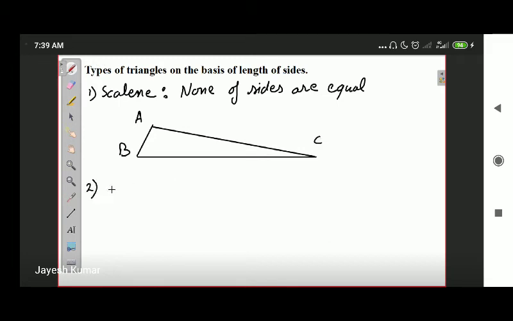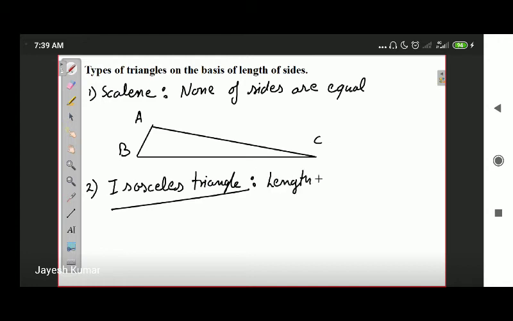Let's talk about the next one. If two sides of a triangle are equal, then it will be called an, yes, isosceles triangle. The length of two sides is exactly equal. So this kind of triangle is called an isosceles triangle.